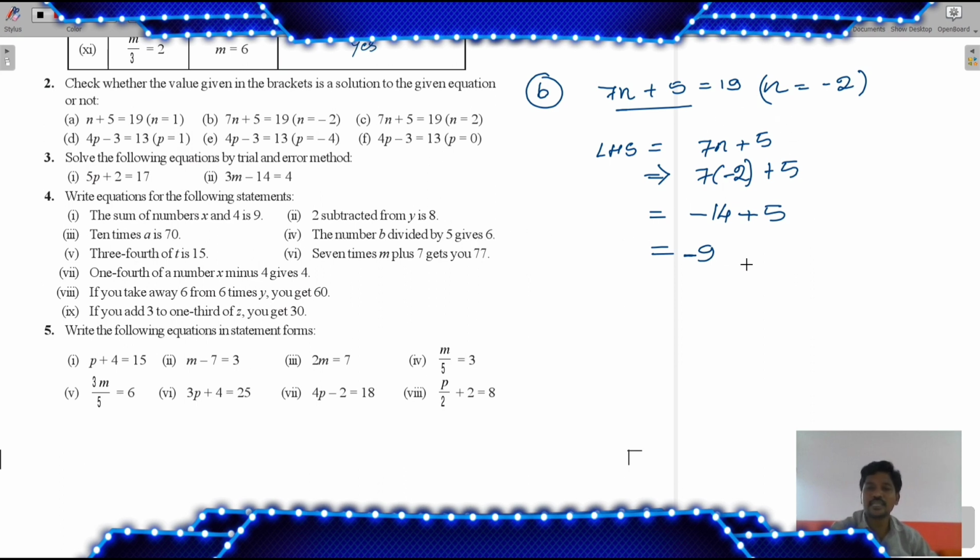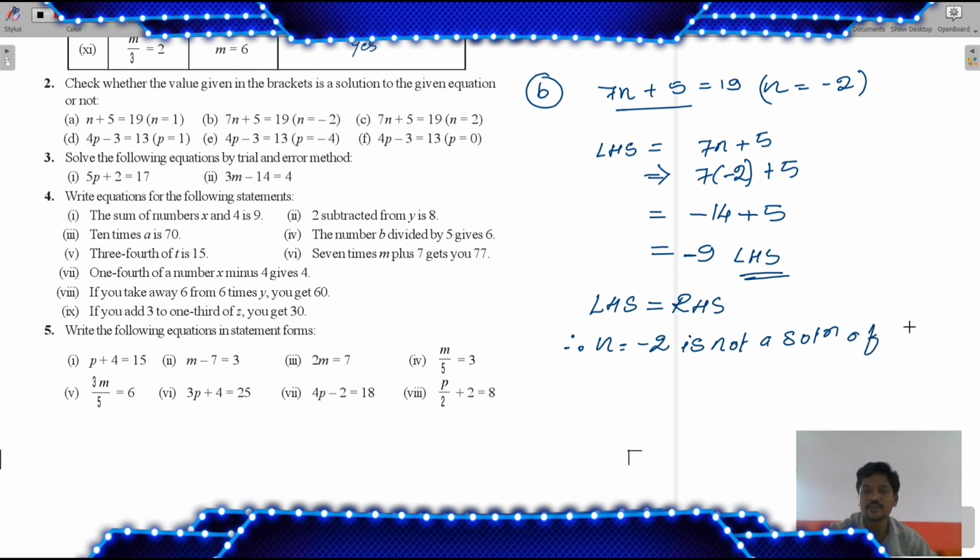So this is our LHS. Is it equal to RHS? No. Therefore, LHS is not equal to RHS. Therefore, n equals minus 2 is not a solution of the given equation.